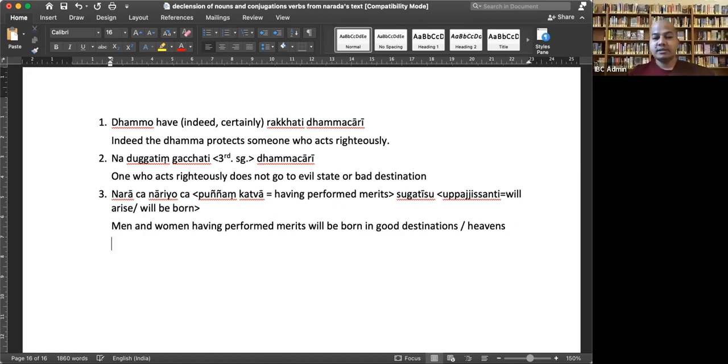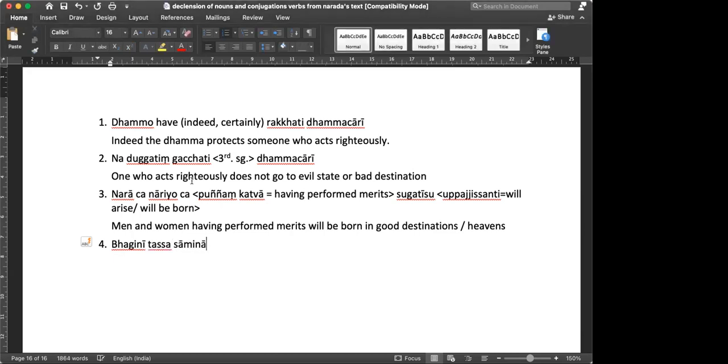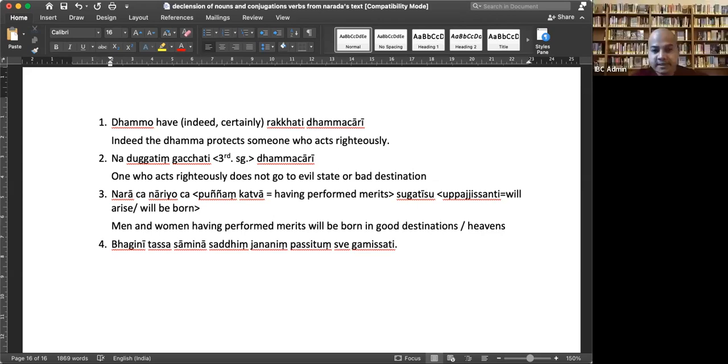Okay, now let's look at the next sentence. Bhagini tassa samina saddhim jananim pasitum sve gamissati. Bhagini, sister, with her husband will go to visit. Bhagini tassa samina saddhim jananim pasitum sve gamissati.